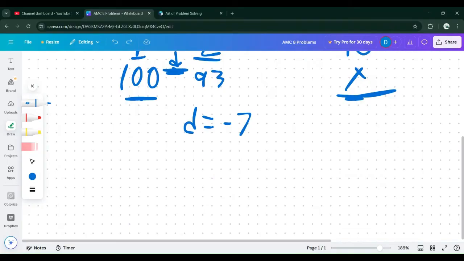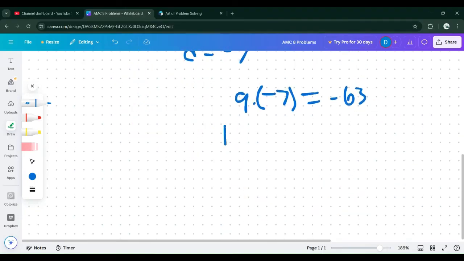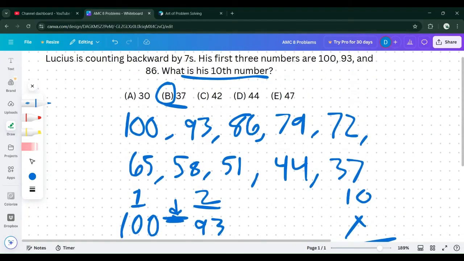So since there are 9 differences, we multiply -7 by 9, we get -63. And we just add it to 100 to find the answer, which is 37 as well. So we did 2 different ways, and we got the same answer, so we know we are correct. The answer to this problem is B.